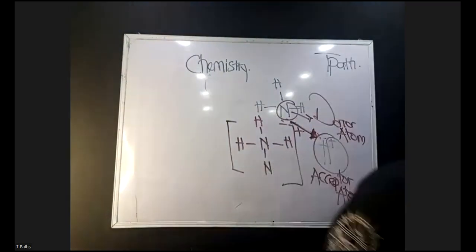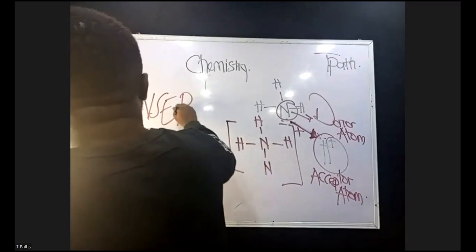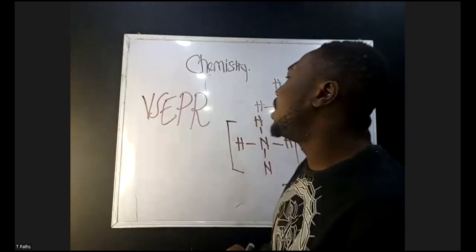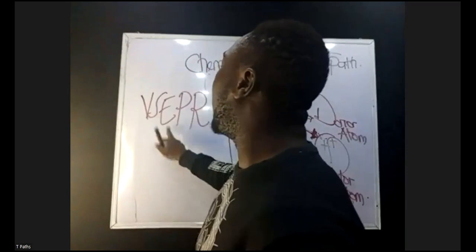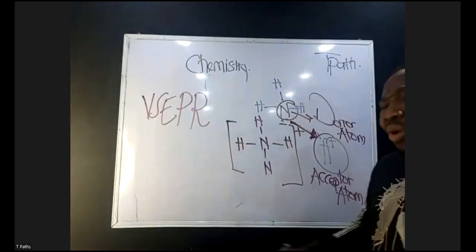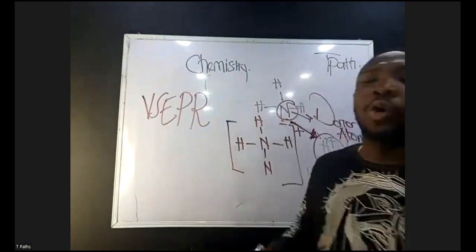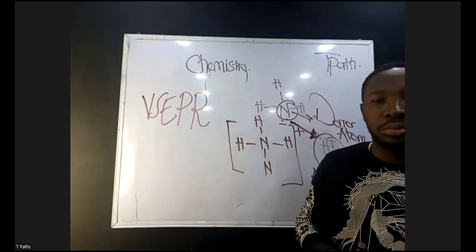What do I mean by the VSEPR theory? VSEPR stands for valence shell electron pair repulsion. Take that again: valence shell electron pair repulsion. What is this theory all about? It is not something difficult. We believe that atoms have repulsion among themselves.